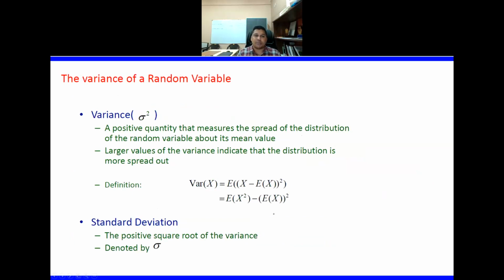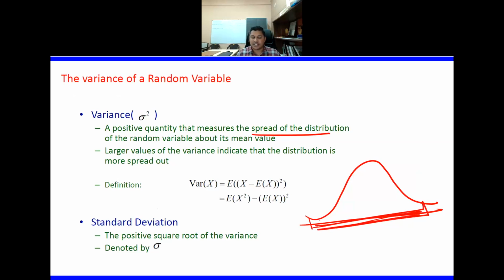Next, variance of a random variable. How do you calculate variance of a random variable? It is a positive quantity that measures the spread of the distribution of a random variable. I'll take an example. If this is a probability distribution, the quantity that measures the spread of the distribution, from where to where it is spread, is your variance.